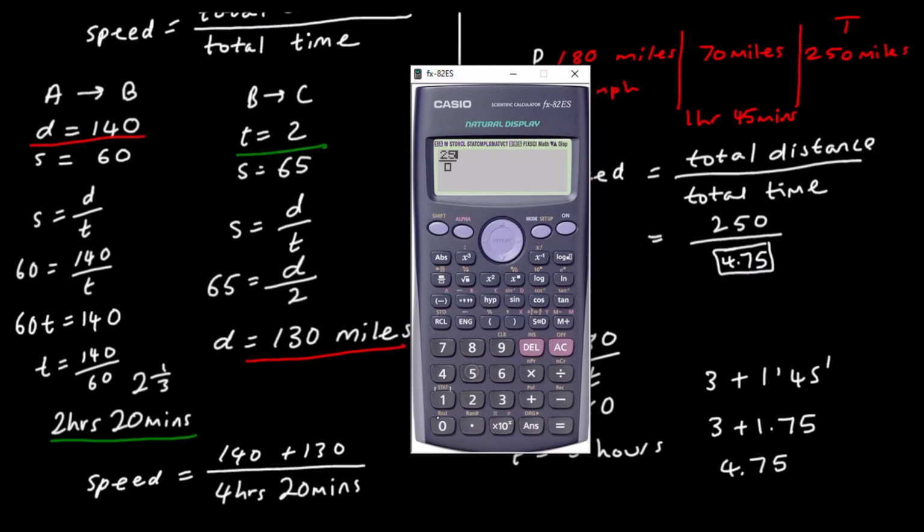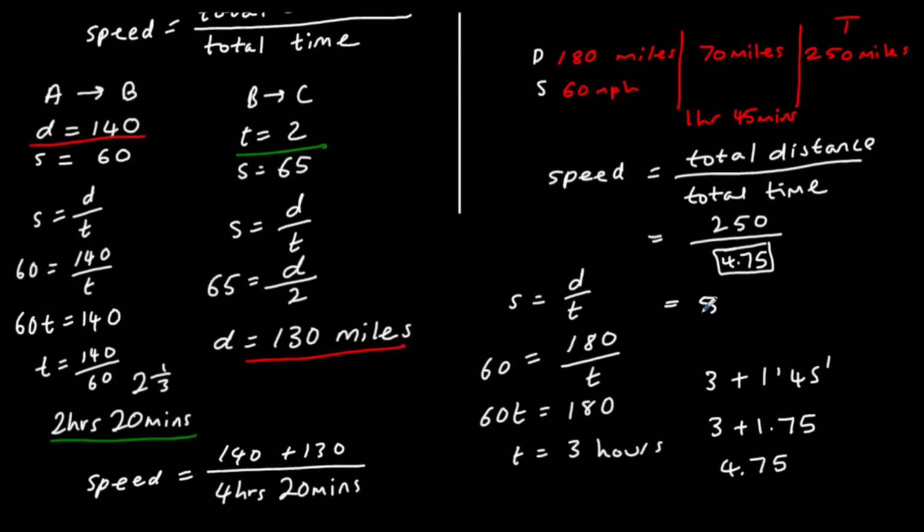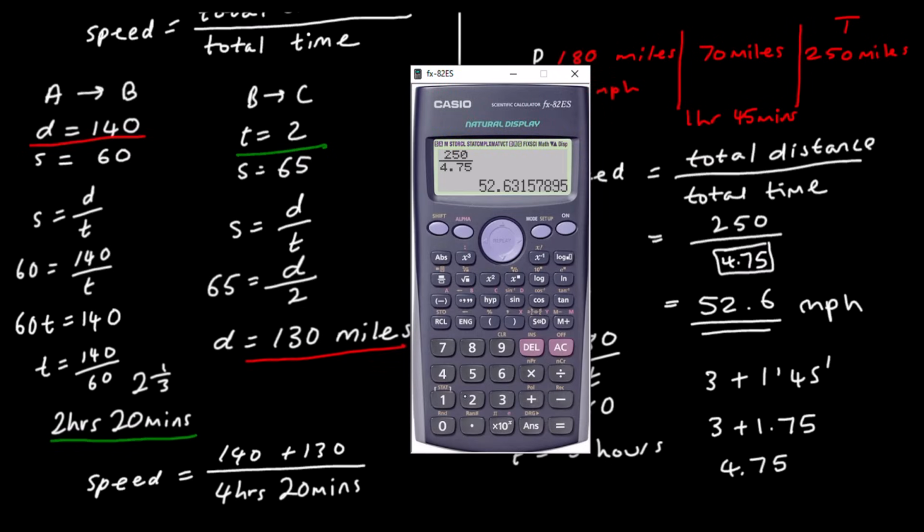So 250 over 4.75 is 52.6. So that's our answer. 52.6, and its speed in miles per hour. If we had used the time button, 250 over 4 hours 45 minutes gets us the same answer of 52.6.